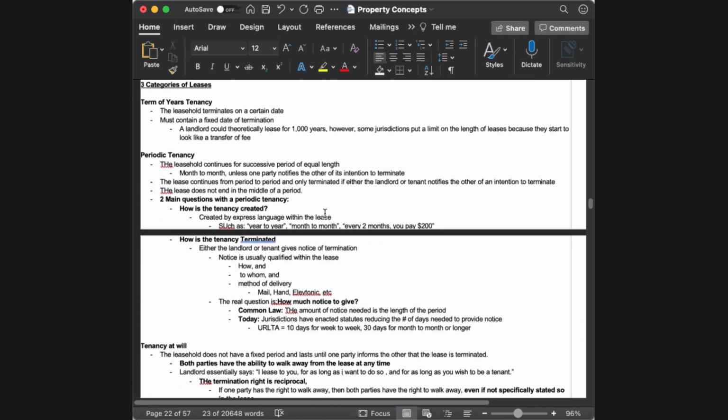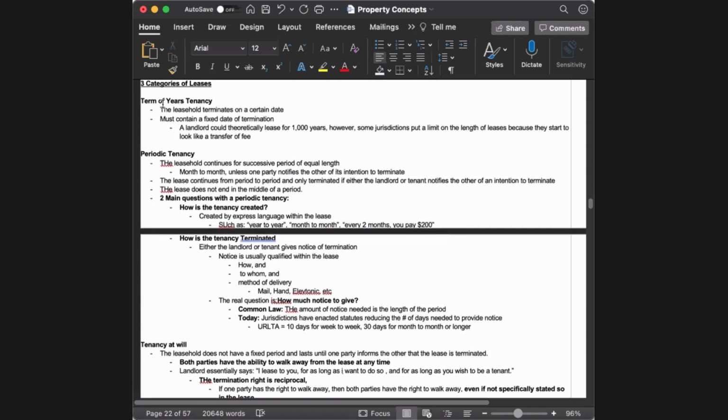So there are 3 categories of leases. There's a term of years tenancy. The leasehold terminates on a certain date. It must contain a fixed date of termination.